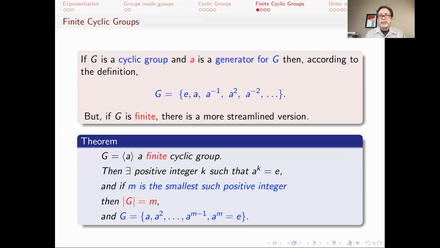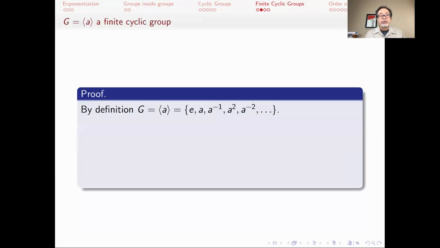Moreover, if you just start with a squared, and so forth, as soon as you get to e, you've got your whole group. You don't have to worry about inverses. The inverses will automatically be there. I'm going to prove that. I'm in a finite cyclic group. The first thing I'm going to claim is that if you take a and repeat it, you get identity. There's a positive integer k such that a to the k is e.